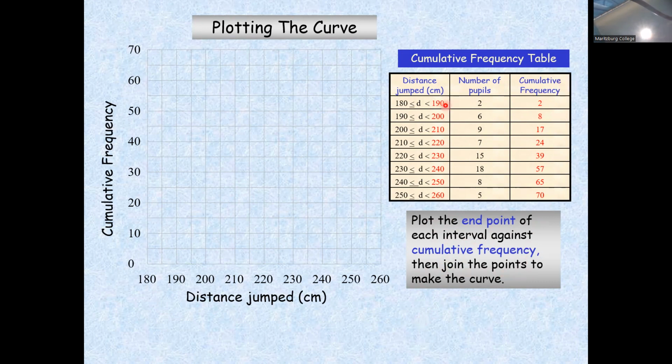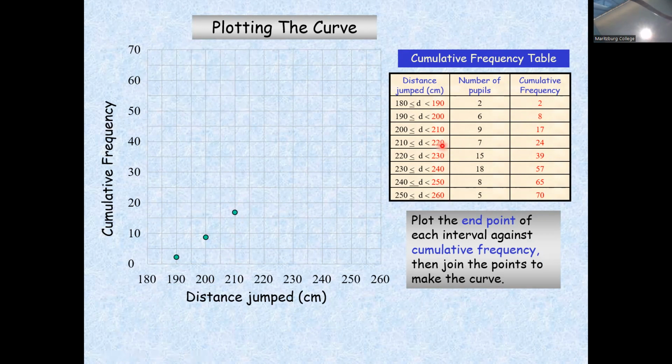So our first value, if we look at it, is to plot 190, 2. And there's our value, 190, 2. The second value we're going to plot is 200, 8. And you'll notice 8 is just below the line on 10. There's our second point, 200, 8. Then we're going to plot 210, 17. So we go to 210, and we go to 17, which should be below 20. And we've got our next value.